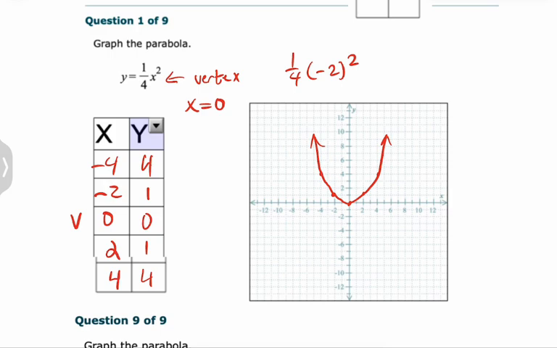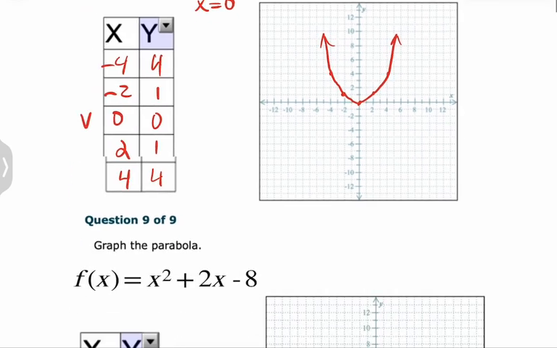So if you just see the x squared, our vertex is 0, and so it's pretty straightforward. You can still use that -b over 2a formula. Our a is 1/4, our b is 0, and -b over 2a would still result in a 0 vertex. Any questions on that first one?